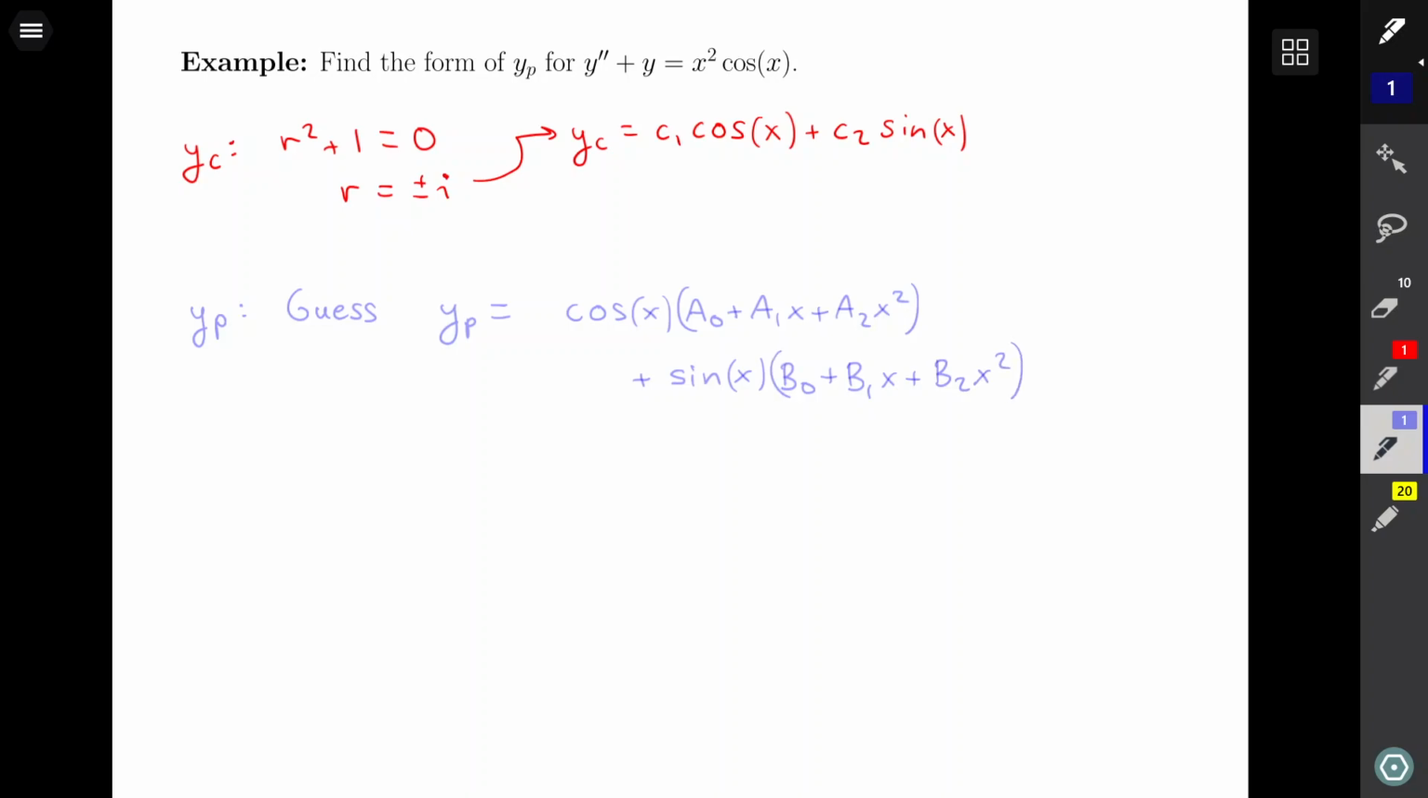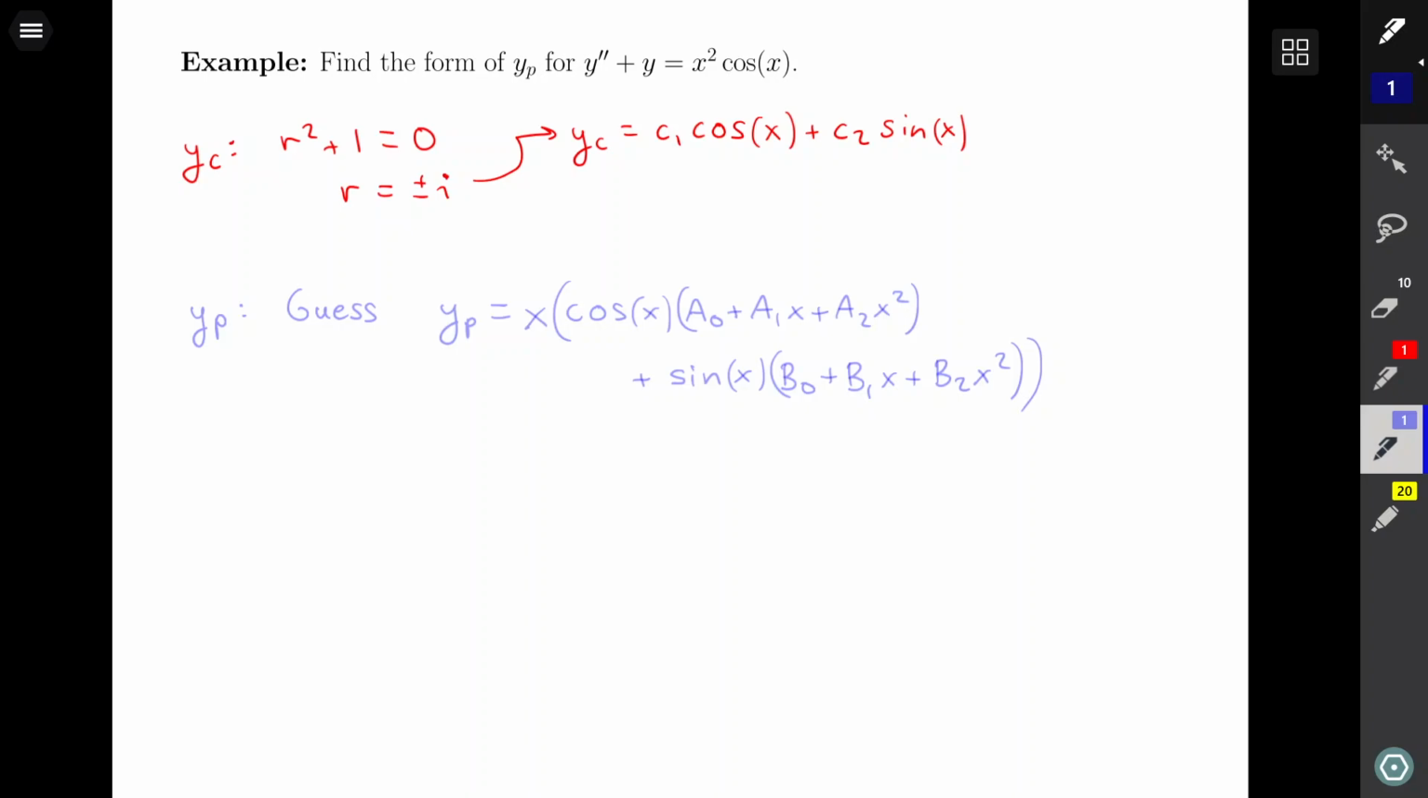And that looks a lot better. It seems to include everything that could possibly happen with x squared cosine x when you take derivatives. But then you plug that in and it doesn't work. So the issue here, it turns out, is that the yc contains a cosine and so does the yp. And incidentally, there's also a sine for both of them. So you can multiply this entire thing by x and then it works.